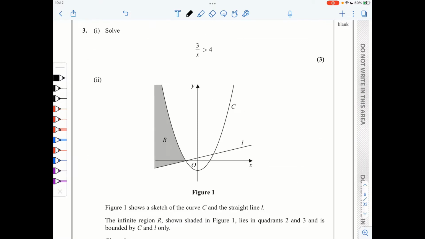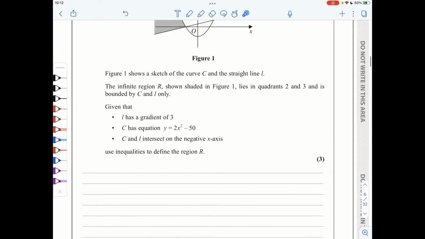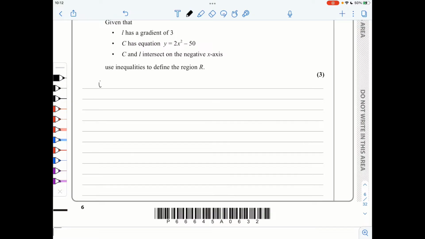Question 3, the first part, independent of the second, appears with the Roman numerals. We need to solve 3 over x is greater than 4. We have to be careful here because x appears in the denominator. So I need to make sure that when I deal with these kind of inequalities, I'm always multiplying by non-negative quantities. So I will multiply both sides by x squared to secure that I'm not multiplying by something that could potentially be negative. This means that I get 3x greater than 4x squared.